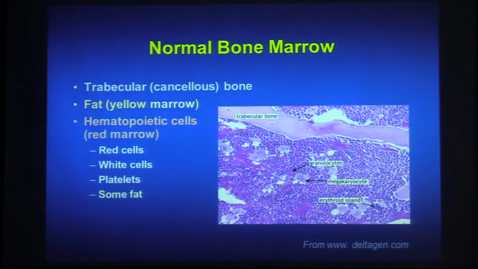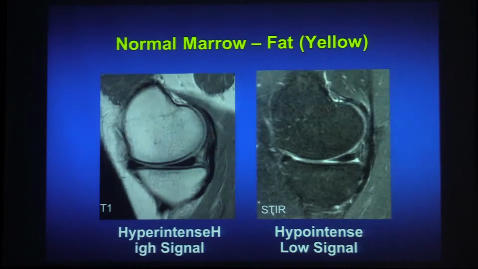In terms of marrow basics, what's in normal bone marrow? Well, we have trabecular bone, and then we have fatty marrow, yellow marrow that's made up of fat, and we have red marrow that's made up of the hematopoietic cells, and that includes red cells, white cells, platelets, and also some fat. So there's still some fat in the red marrow, and that's something that's important to remember.